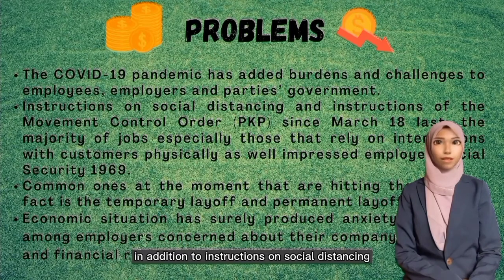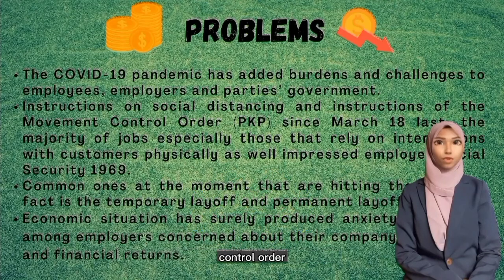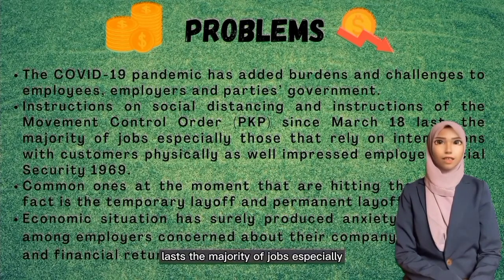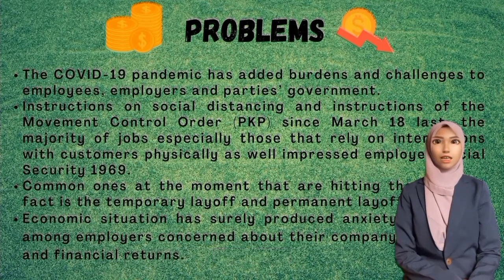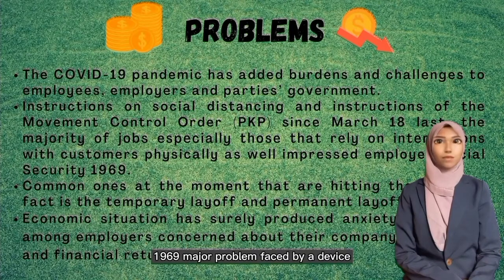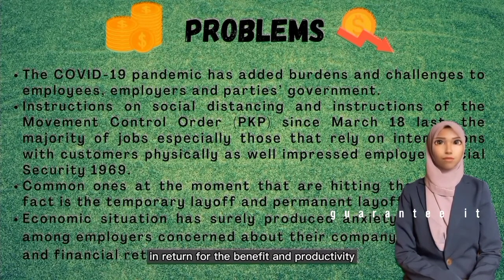In addition to instructions on social distancing and the Movement Control Order, known as PKP, since March 18 last, the majority of jobs, especially those that rely on physical interaction with customers, were impacted. Under the Employees' Social Security Act 1969, the major problem faced by employees is the non-application of this act to them for not being covered, where employees expect the employer to guarantee their jobs in return for the benefit and productivity they have generated throughout their time in an organization.